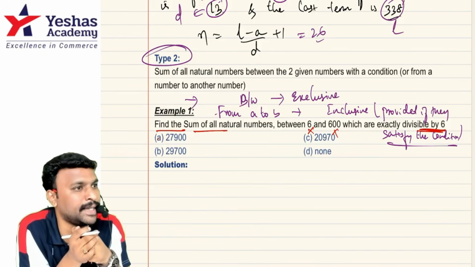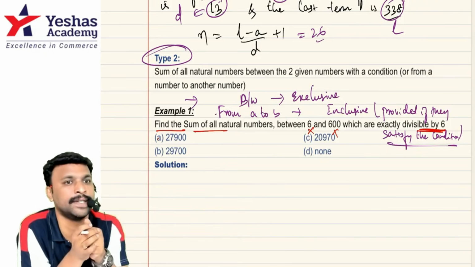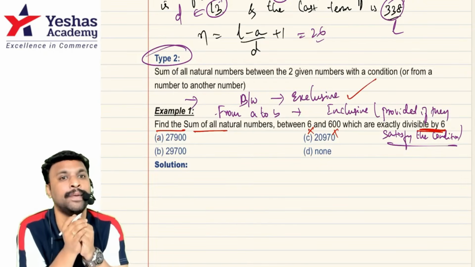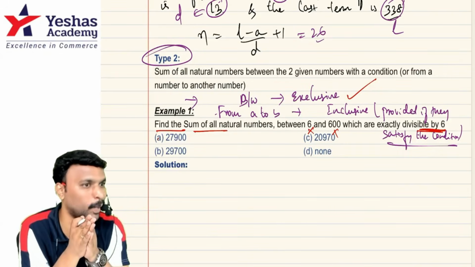Actually, 6 is divisible by 6. Even 600 is also divisible by 6. But are we going to consider them? Because between means the numbers are exclusive. We should take the numbers between those 6 and 600 only.